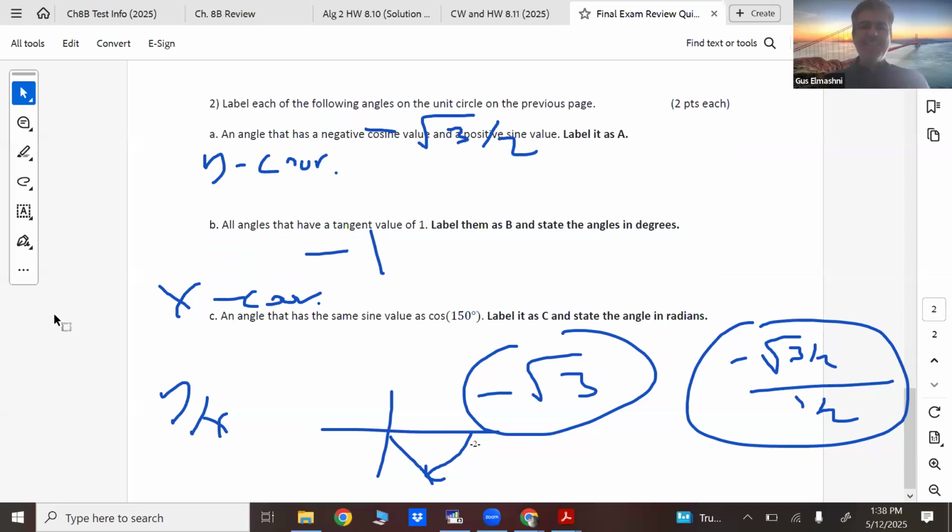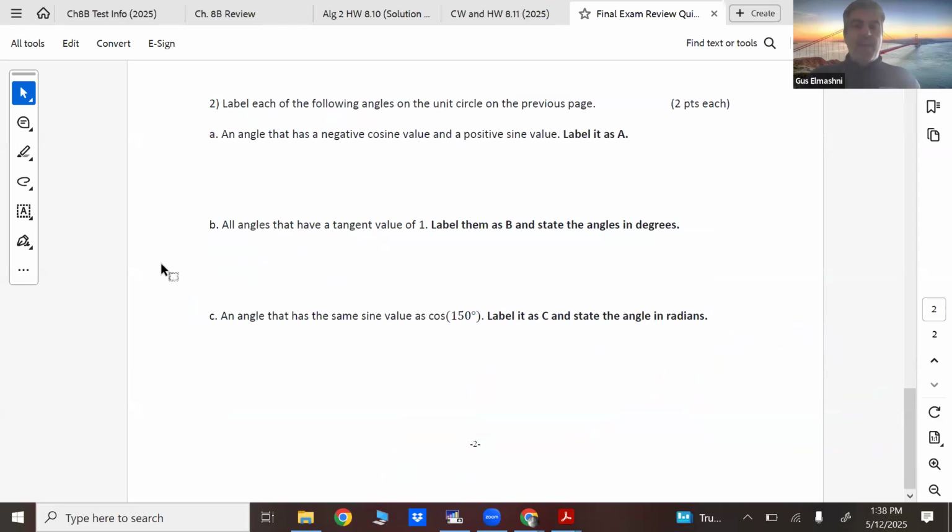Okay. An angle that has a negative cosine, so x is negative and y is positive. You're in Q2. Anything in Q2 would have worked.